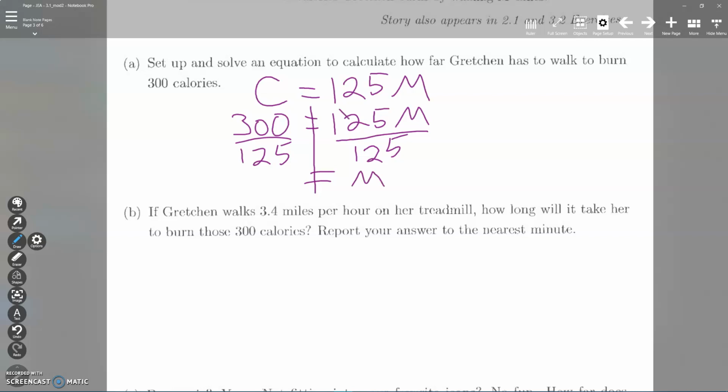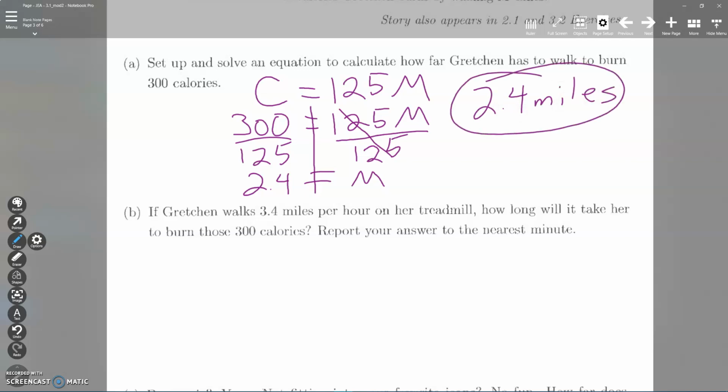125 divided by 125 gives us a single group of m's, or 1m. Sometimes people can write it down if it helps you. I'll leave it off because it sometimes can be a little confusing as well. But I'm going to leave it as an m, just a single m, and I know that there's a 1 there. And 300 divided by 125 gives us 2.4, 2 4/10 miles. So she would have to walk 2 4/10 miles on her treadmill to burn off those 300 calories. All right.